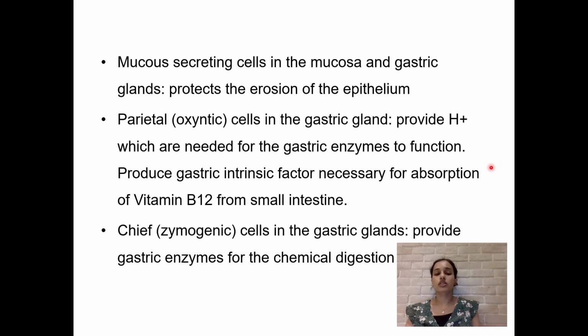Then the parietal or oxyntic cells in the gastric gland provide hydrogen ions, which are needed for HCl production, not only to add to the acidic fluid, but also for the function of digestion. Then intrinsic factor, as I mentioned earlier, is necessary for absorption of vitamin B12 from the small intestine. Then chief or zymogenic cells in the gastric glands provide gastric enzymes for chemical digestion. So these cells mainly help in chemical digestion.